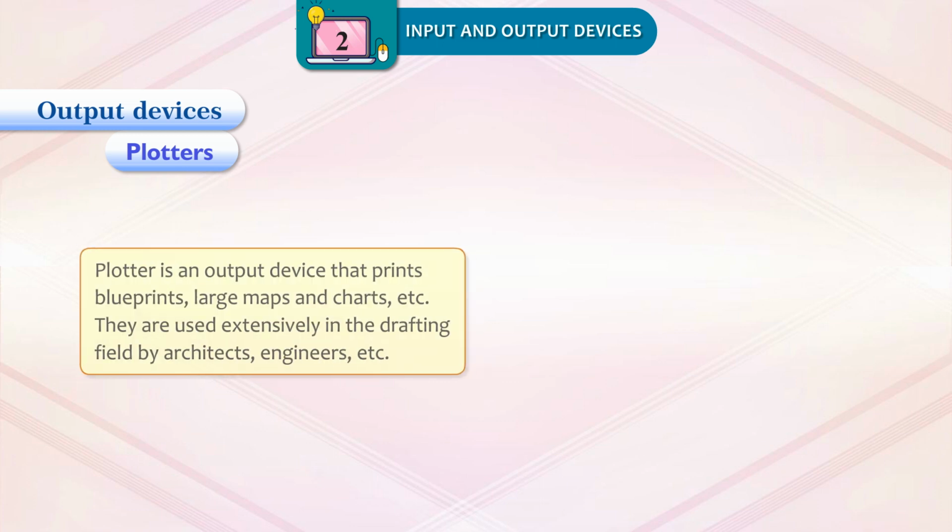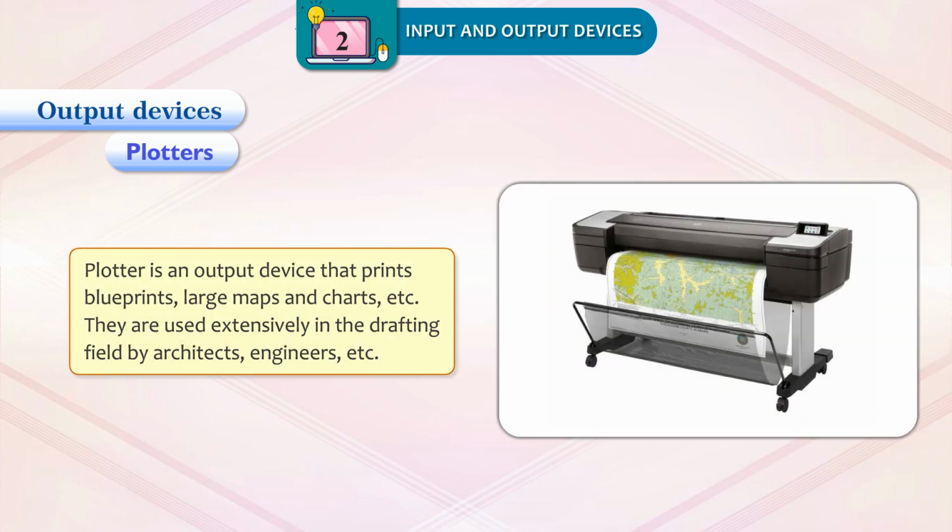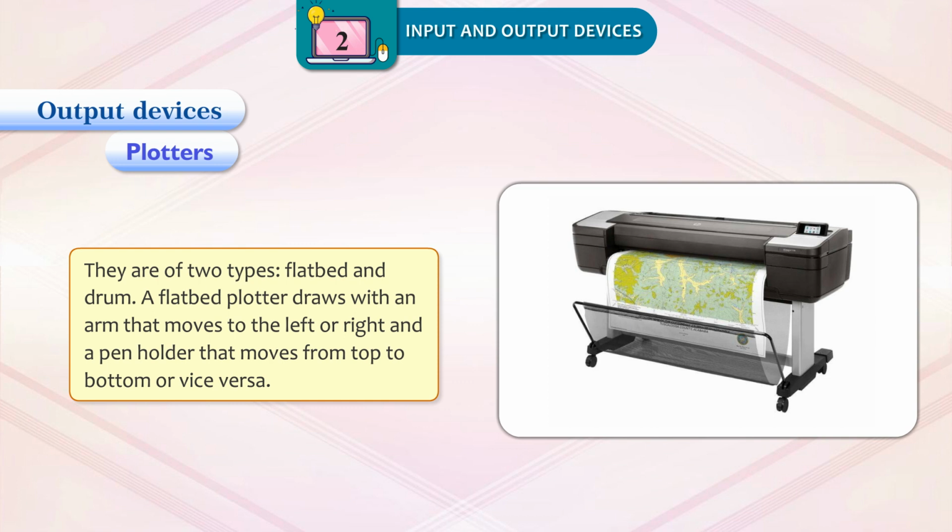Plotters. Plotter is an output device that prints blueprints, large maps, and charts, etc. They are used extensively in the drafting field by architects, engineers, etc. They are of two types, flatbed and drum. A flatbed plotter draws with an arm that moves to the left or right and a pen holder that moves from top to bottom or vice versa.